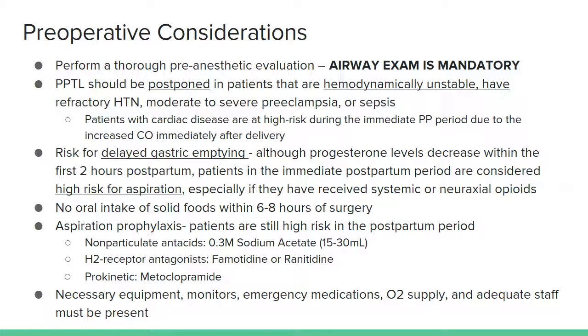Patients with cardiac disease are at high risk during the immediate postpartum period due to the increased cardiac output immediately after delivery. There is risk for delayed gastric emptying. Although progesterone levels decrease within the first 2 hours postpartum, patients in the immediate postpartum period are still considered high risk for aspiration, especially if they have received systemic or neuraxial opioids. They should be given non-particulate antacids such as Bicitra, and H2 receptor blockers such as ranitidine, and a prokinetic, metoclopramide.